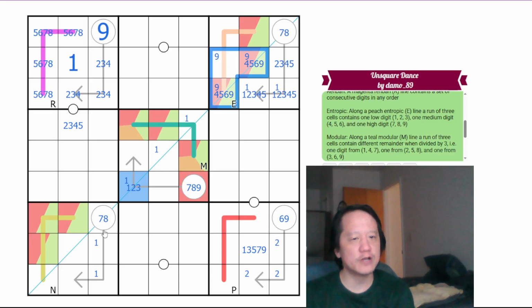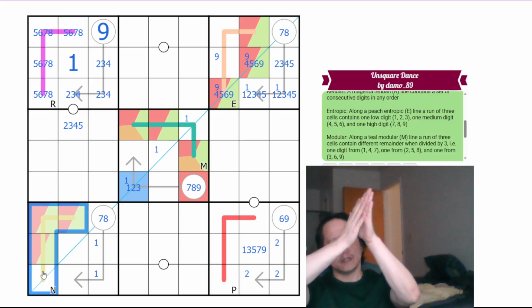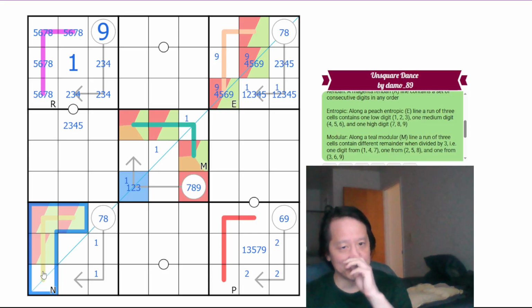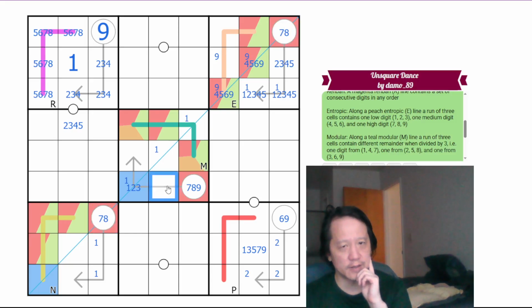For the Nabner line to work, these cannot be all high and medium, right? Because one of these is going to have to be a low, and it's going to have to be 1 out of 2 or 3. So this must be the low here. So this is 2 or 3. That means this is high here. This is obviously high there. This is medium or high.